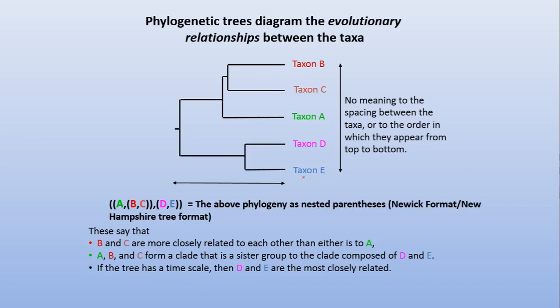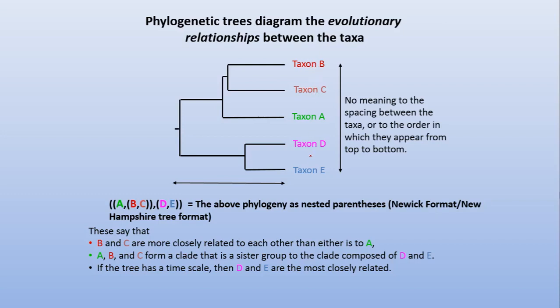Okay, now one more thing that you should understand: when you try to infer or understand any phylogenetic tree, that is usually represented in a tree diagram that shows such evolutionary relationships among taxa, when you try to evaluate it, you should understand that there is no meaning as to what space is provided between the two taxa from top to bottom.